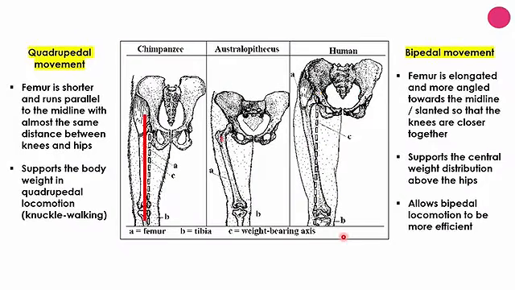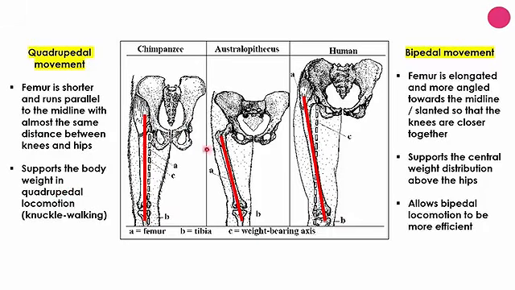So here we again can see the femurs of 3 different organisms. We have the chimpanzee, one of our ape-like ancestors, an Australopithecus, and a modern Homo sapien or human. And quadrupedal locomotion once again requires that parallel stance. So we have a femur that is much shorter than in humans, so you can definitely compare the length. And you can see that the knees here are not going to be close together. So the femur again runs more parallel to the midline of the organism, allowing for that knuckle walking and supporting the body weight in quadrupedal locomotion.